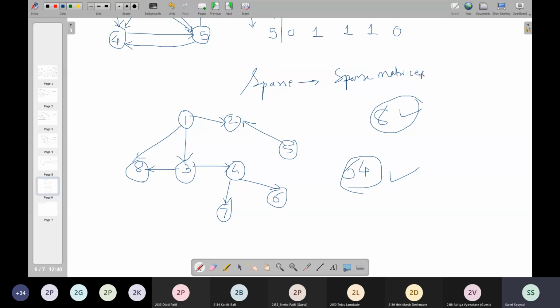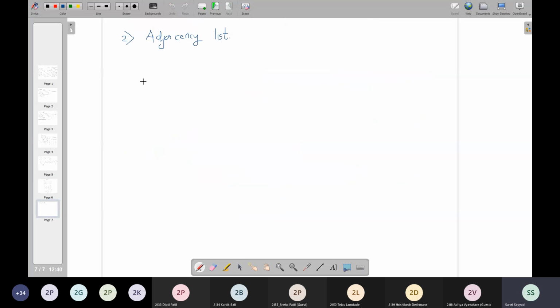What are sparse matrices? Matrices in which there are more zeros. In such cases, we may have a second type of implementation, that is the adjacency list. In an adjacency list, we have a total of n lists, where n is nothing but the number of vertices.